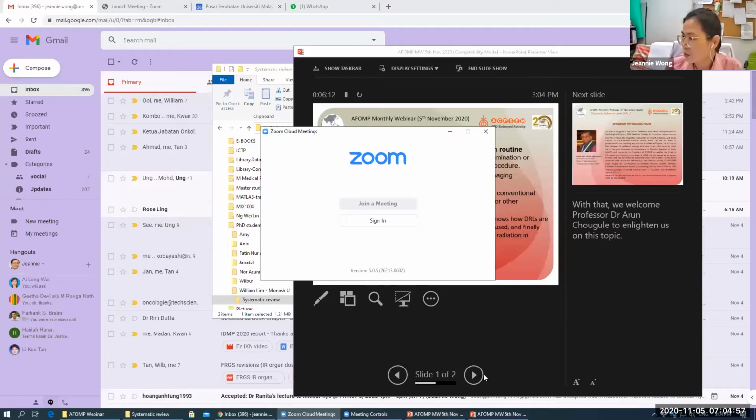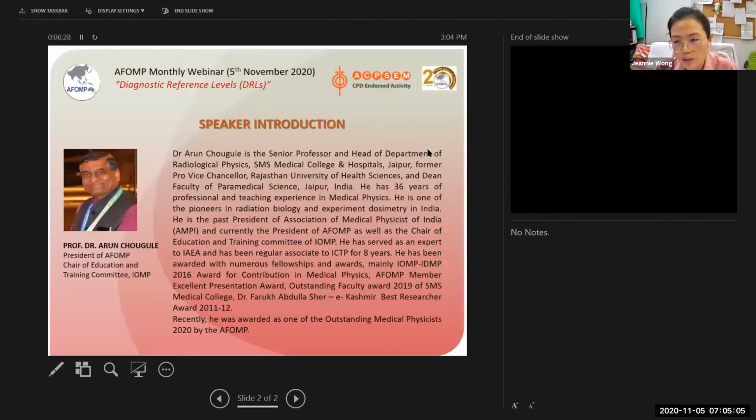Dr. Arun Chogule is the senior professor and head of the Department of Radiological Physics, SMS Medical College and Hospitals, Jaipur. He is also the former Pro-Vice Chancellor of Rajasthan University of Health Sciences, and Dean of the Faculty of Paramedical Science, Jaipur, India. He has 36 years of professional and teaching experience in medical physics. He's one of the pioneers in radiation biology and experimental dosimetry in India. He is the past president of the Association of Medical Physicists of India and currently the president of AFOMP, as well as the chair of the Education and Training Committee of IOMP. He has served as an expert to IAEA and has been a regular associate to ICTP for 8 years.